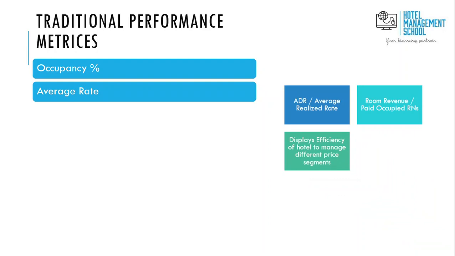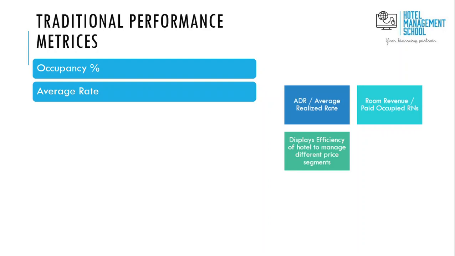It displays the efficiency of the hotel to manage the different price segments. If the hotel is selling mostly to walk-ins and to travel agents at the BAR rate, then their average rate can be much higher than any other hotel with a similar price point but selling mostly to travel agents.